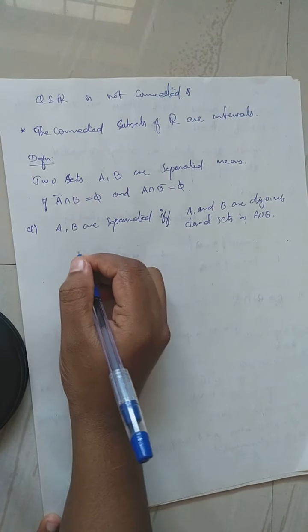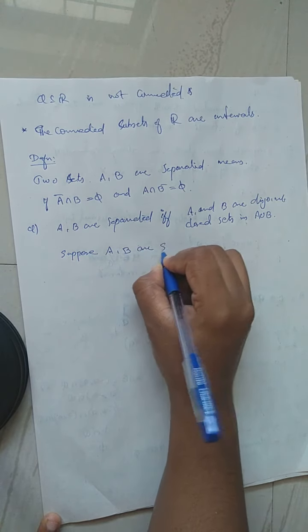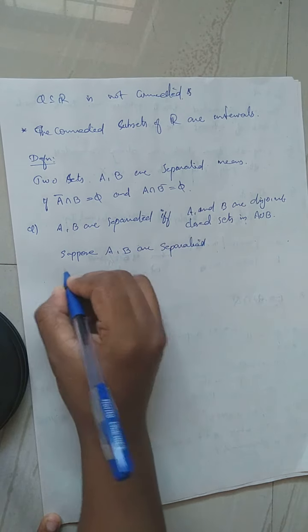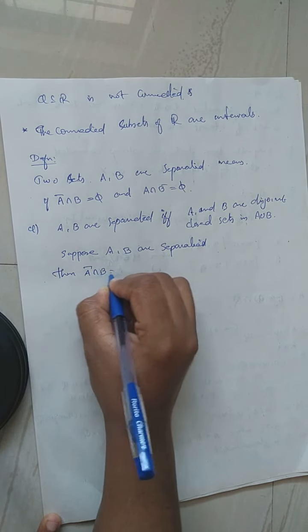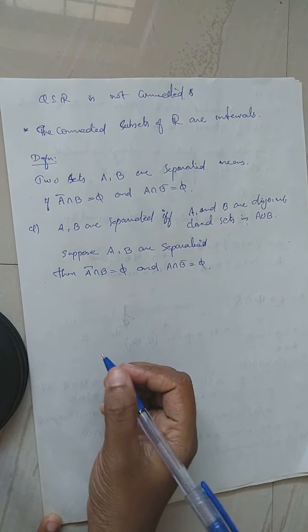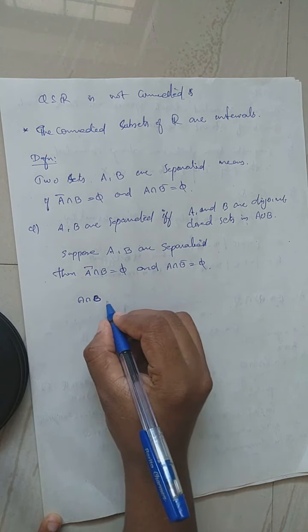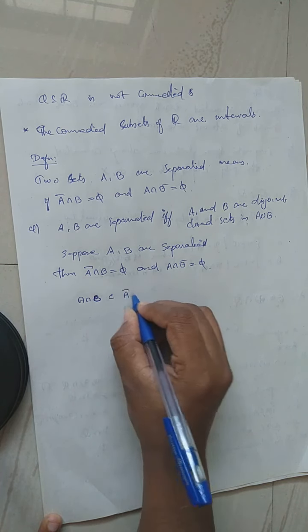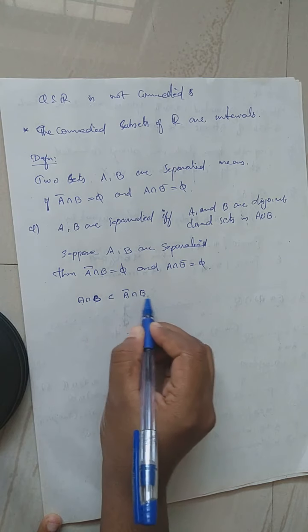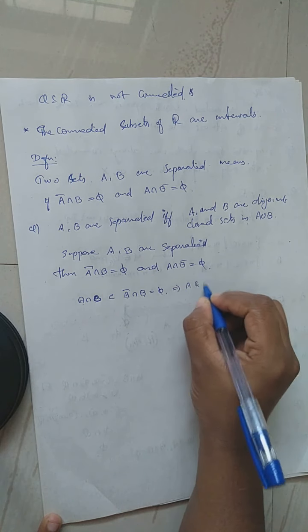How will you prove this? Suppose A and B are separated. Then by definition, A closure intersection B equal to empty and A intersection B closure equal to empty. Now you consider A intersection B. What is A intersection B? A intersection B will be contained in A closure intersection B, because A is contained in A closure. So A intersection B is contained in A closure intersection B. What is this? A closure intersection B equal to empty, right? So I can say that A and B are disjoint.